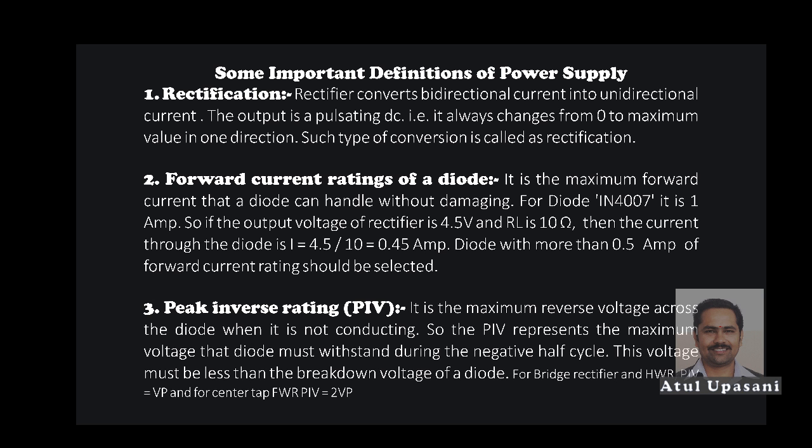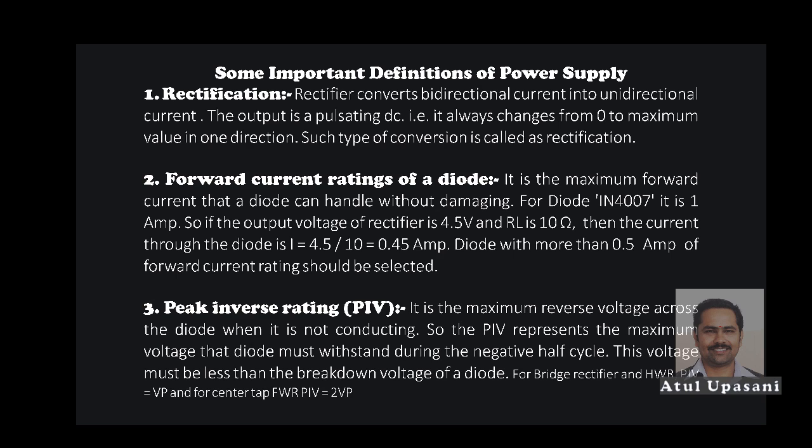Starting with the first, what is meant by rectification? A rectifier converts bidirectional current into unidirectional current. The output is pulsating DC, that is, it always changes from 0 to maximum value in one direction. Such a conversion is called rectification. So when AC is converted into DC, this process is known as rectification.